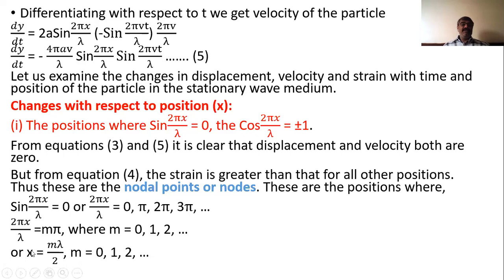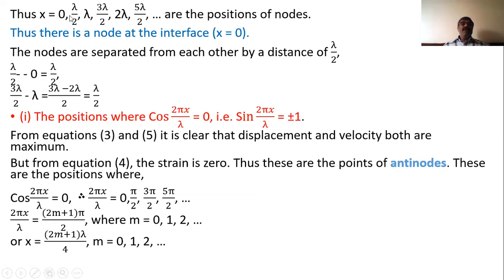So the positions of x where the nodes are, these are m lambda by 2. For example, if m is equal to 0, what is this? This will be simply 0. If m equals 1, what about the value? Lambda by 2. If m equals 2, 2 lambda by 2, that means simply lambda. So in this way, 0, lambda by 2, lambda, 3 lambda by 2, 2 lambda, etc. All these are the nodes.